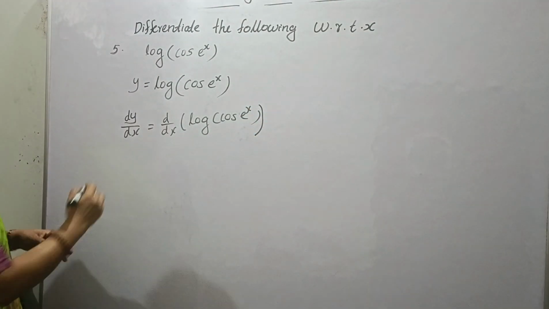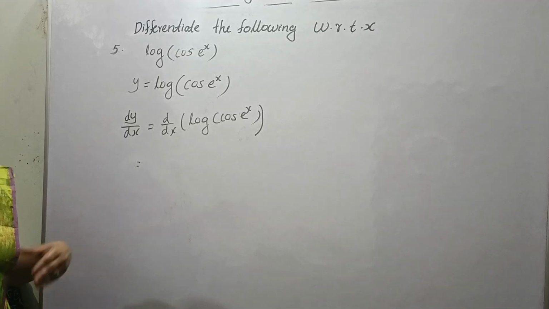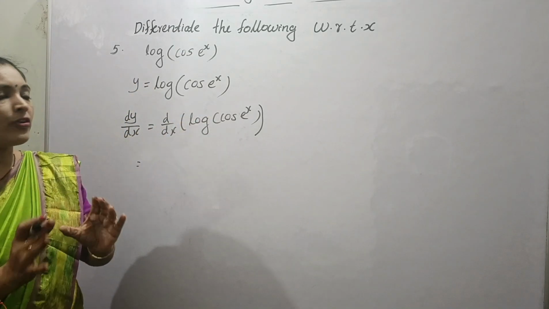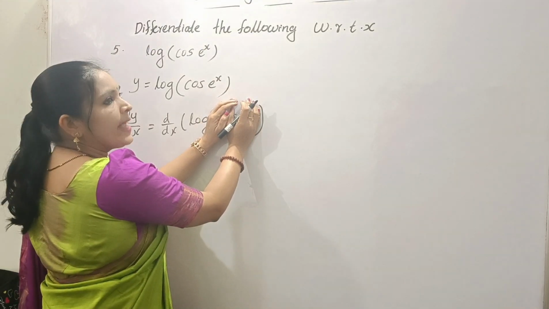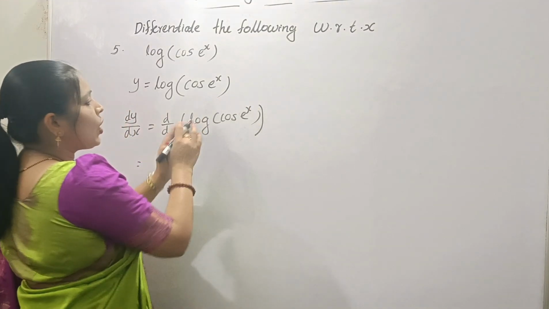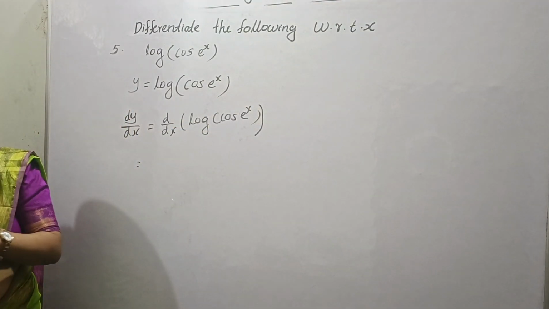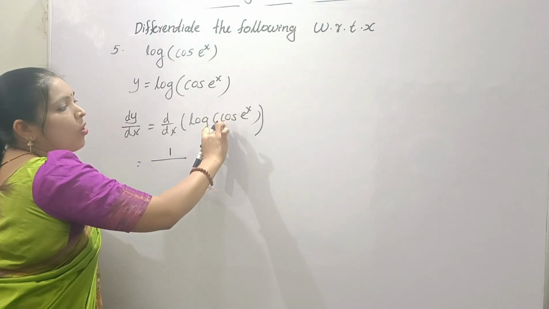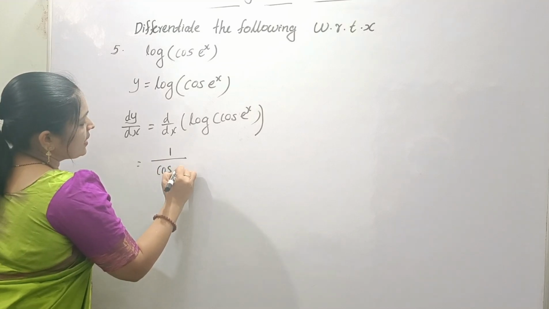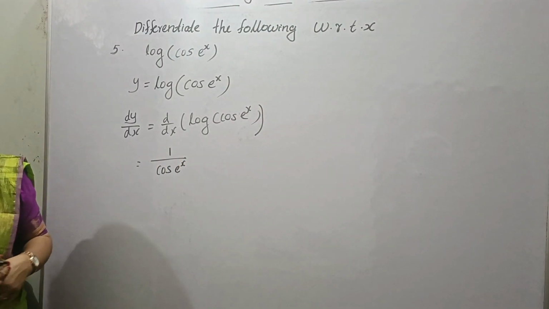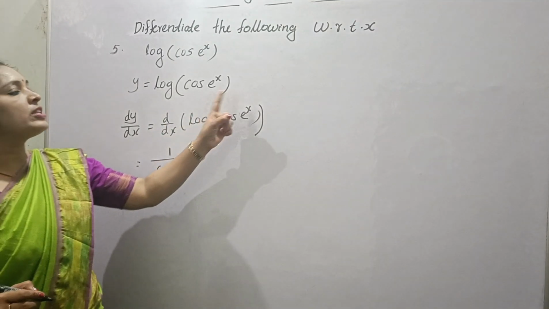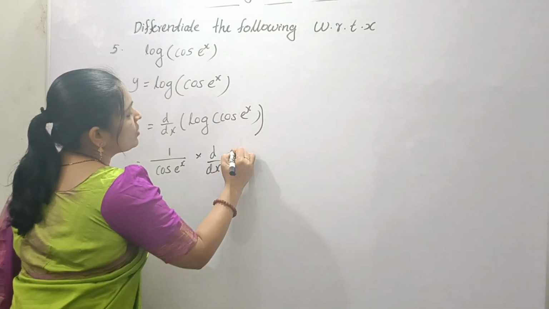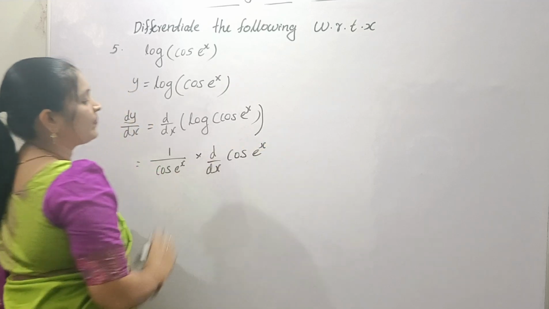Then first we will find the derivative of log, right? Because it is log of. What is the derivative of log x? Take this term as x. So log x. What is the derivative of log x? 1 by x, right? So it is 1 by, but it is not x, it is cos of e raised to x, cos e raised to x, into the derivative of this inside function, that is d by dx of cos e raised to x.